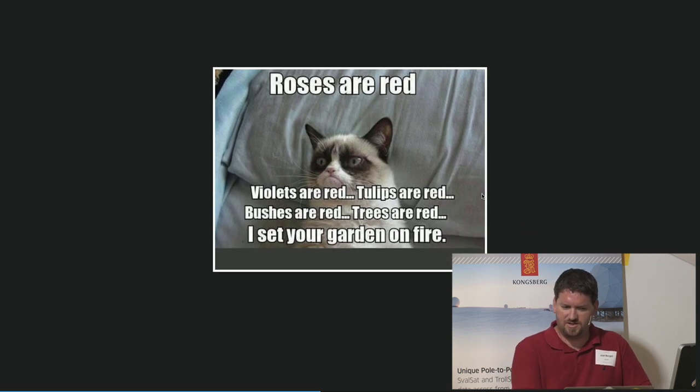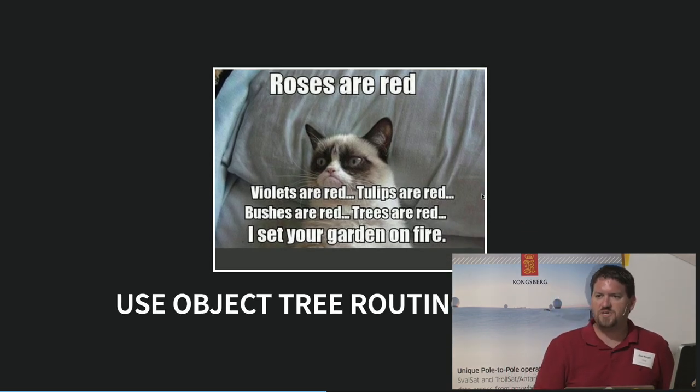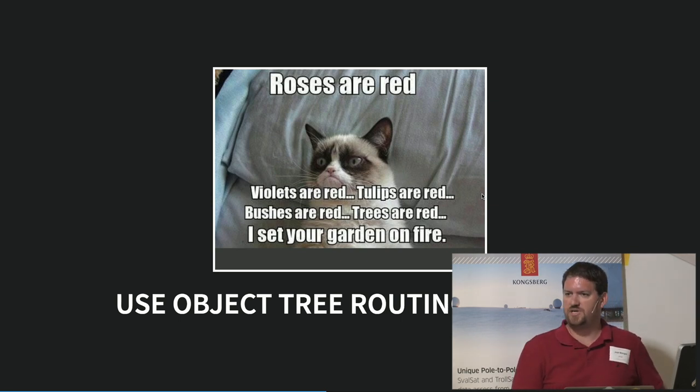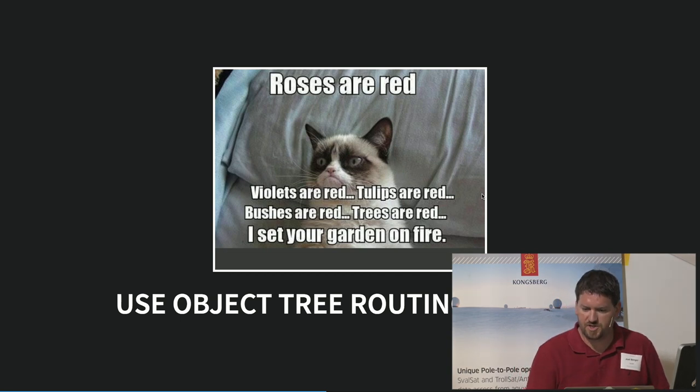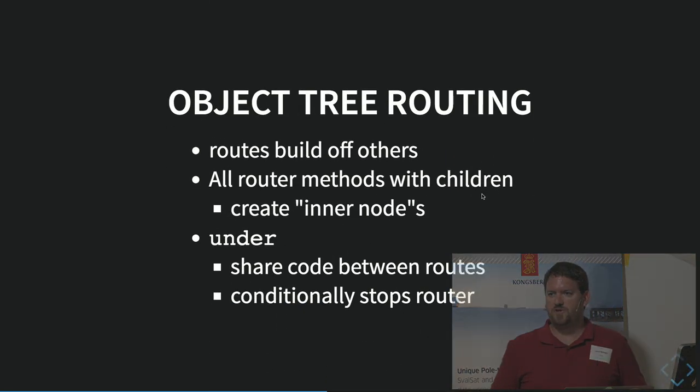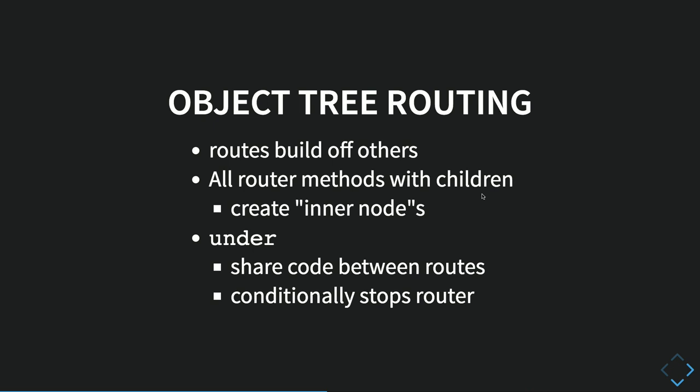However, once you get to thinking about using group, I already recommend maybe you start doing an object tree instead. So what is an object tree? The object tree is what we're going to start moving our Lite app to. We build routes off of other routes. All of the router methods with children become inner nodes as before. Any can do that, from any, get, post, patch, and that just creates those inner nodes. And as such, in a full app, you really only need under when you have to share code between the routes or conditionally stop the router.